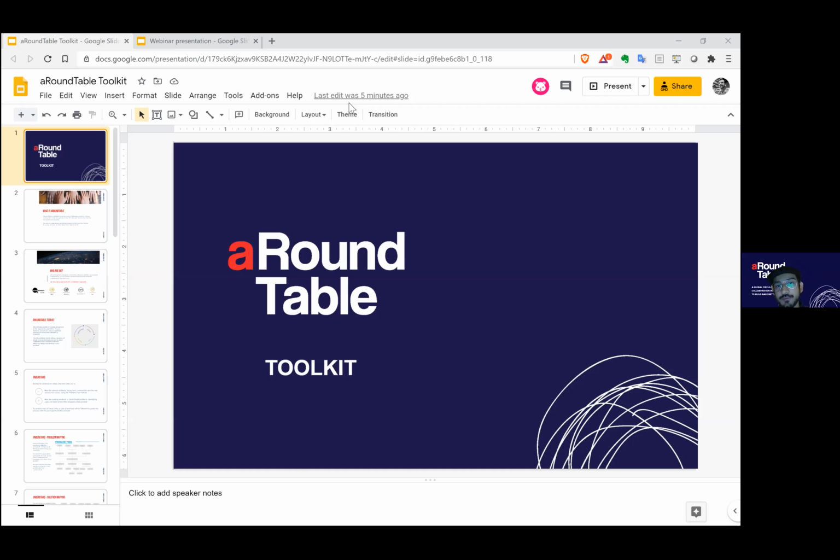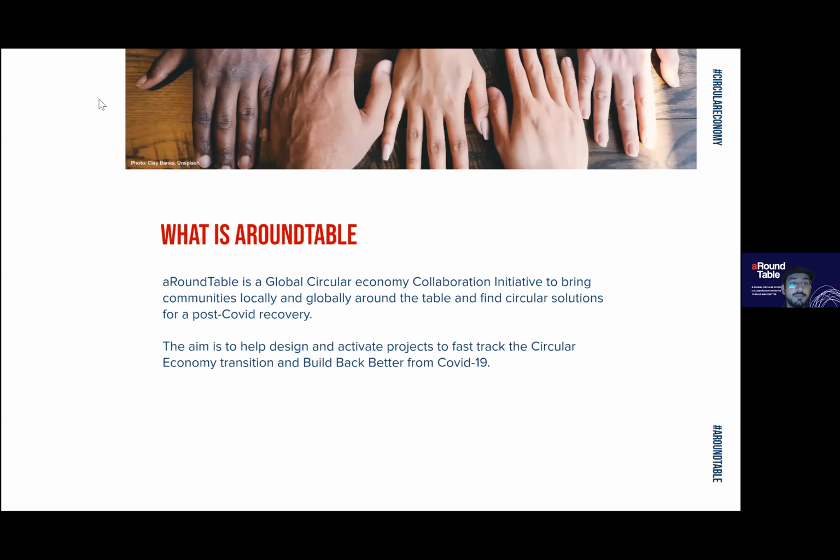That's great to see. So maybe we can start off with what is aRoundTable. Let me just present this screen here. So aRoundTable is a global circular economy collaboration initiative. The aim is to bring together communities both locally and globally around a common table to find solutions for post-COVID recovery. The aim is to really try to design and activate lots of community projects to fast track the circular economy transition and really try to build back better from COVID-19, from a lot of the economic effects of the pandemic that have affected many of our communities.